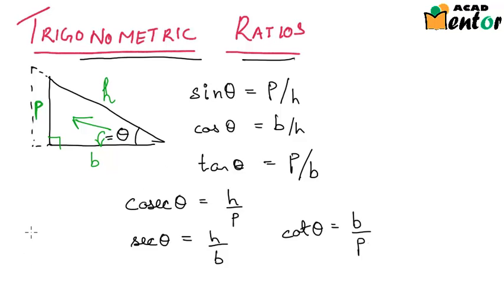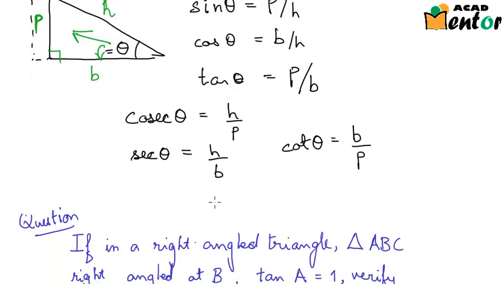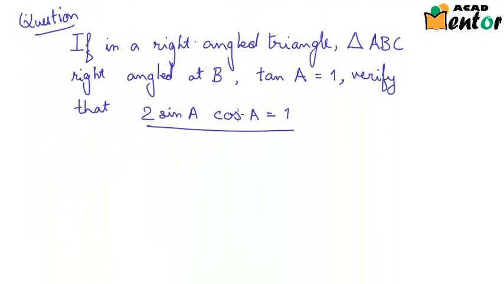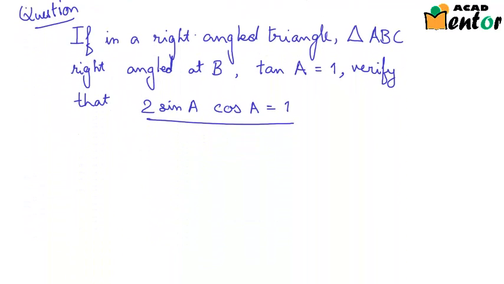Now let's look at a few examples. Now this is the question that is given to us. It says that if in a right angle triangle, triangle ABC, right angled at B, tan A is given as 1, then we have to verify that the value of 2 sine A into cos A is equal to 1. Now let's see how do we go about this.